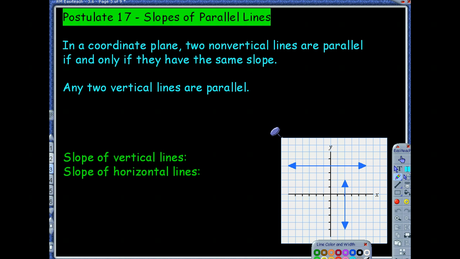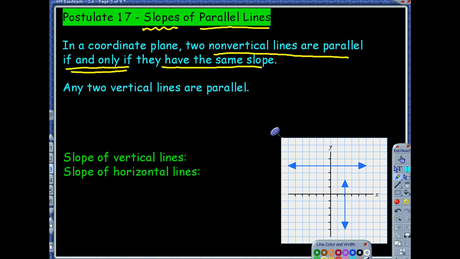All right, so this is where Mrs. Hograby kept trying to get me to say: slopes of parallel lines, and she was exactly right. The whole point of this idea of slope is because there's something unique about parallel lines. Notice the postulate says, in a coordinate plane, two non-vertical lines are parallel if and only if, ooh, biconditional statement, they have the same slope.